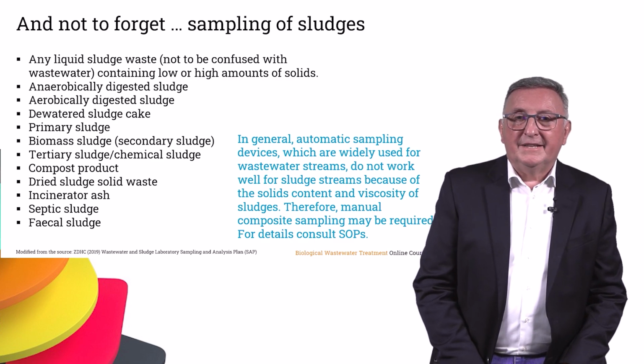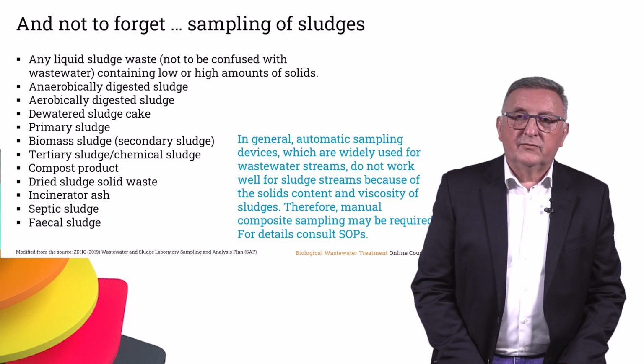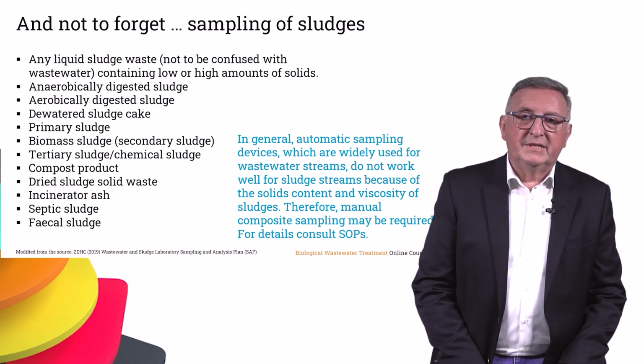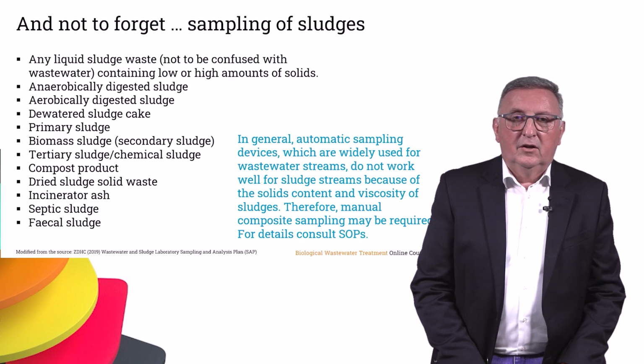In general, automatic sampling devices, which are widely used for wastewater streams, do not work well with sludge streams because of the solids content and viscosity of sludges. Therefore, manual composite sampling may be required. For details, please consult SOPs and the sources that I already mentioned.